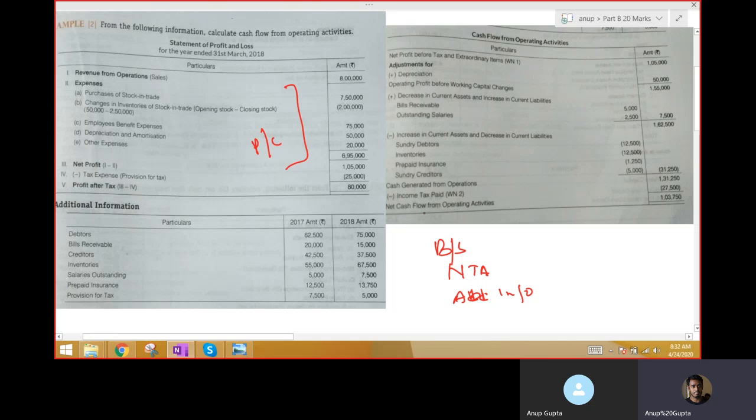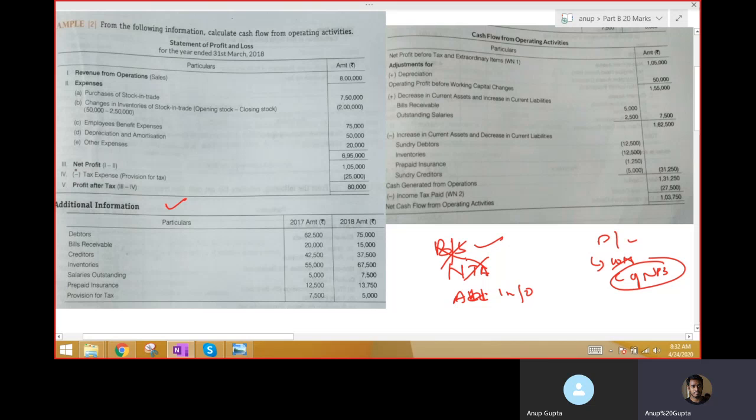What is given here? A PL is given here. Balance sheet is not given. Note to account is not given. Yes, obviously additional information is given. So what is the difference when balance sheet is given and when PL account is given? When PL account is given, there is no need to make a separate working note for calculation of NPBT.